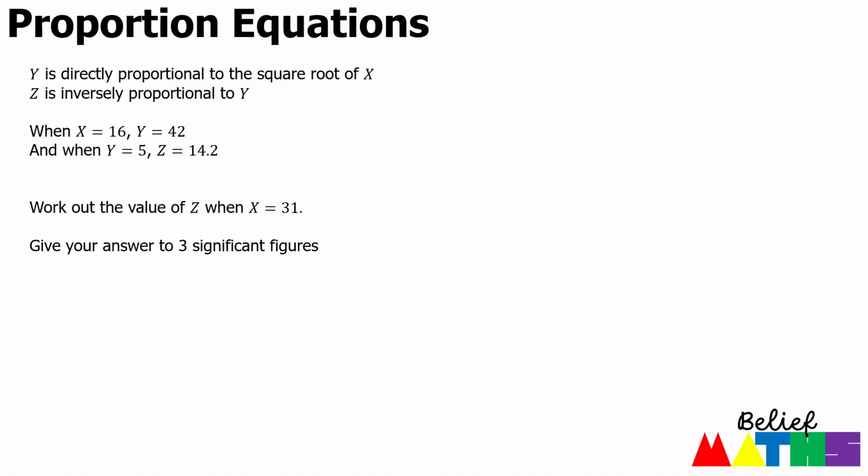Now we did already cover proportion equations in the paper 1 video, but it's worth looking at them again here. In this one we've combined both into a single question. It says y is directly proportional to the square root of x. So that means y is equal to k times the square root of x. Then it says z is inversely proportional to y, so z is equal to k divided by y. It says work out the value of z when x equals 31, and it gives you some of the pairs that work.